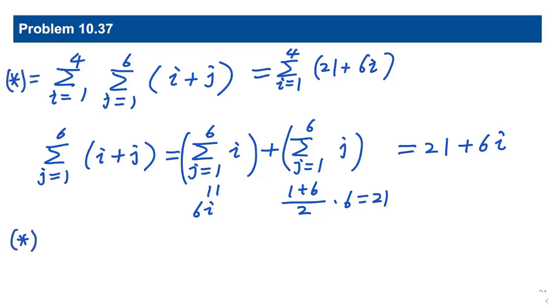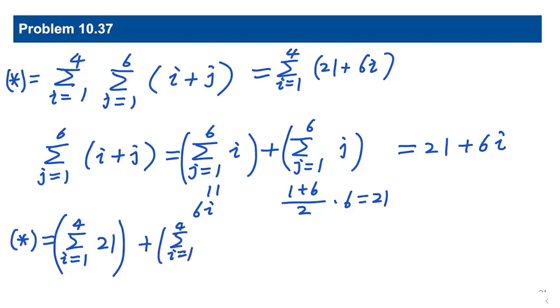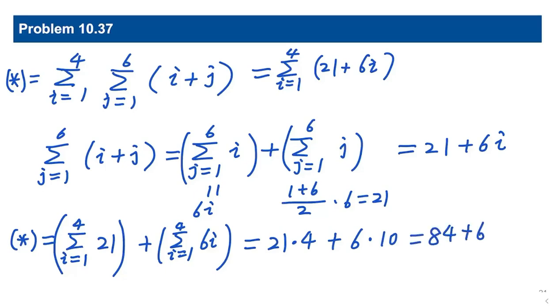Now, let's continue. We break this sum into two parts again: sum over i of 21, plus sum over i of 6i. The first is 21 times 4. The second, we take the factor 6 out. Then we add 1, 2, 3, 4. It's 1 plus 2 plus 3 plus 4, which is 10. So 84 plus 60, which is 144.